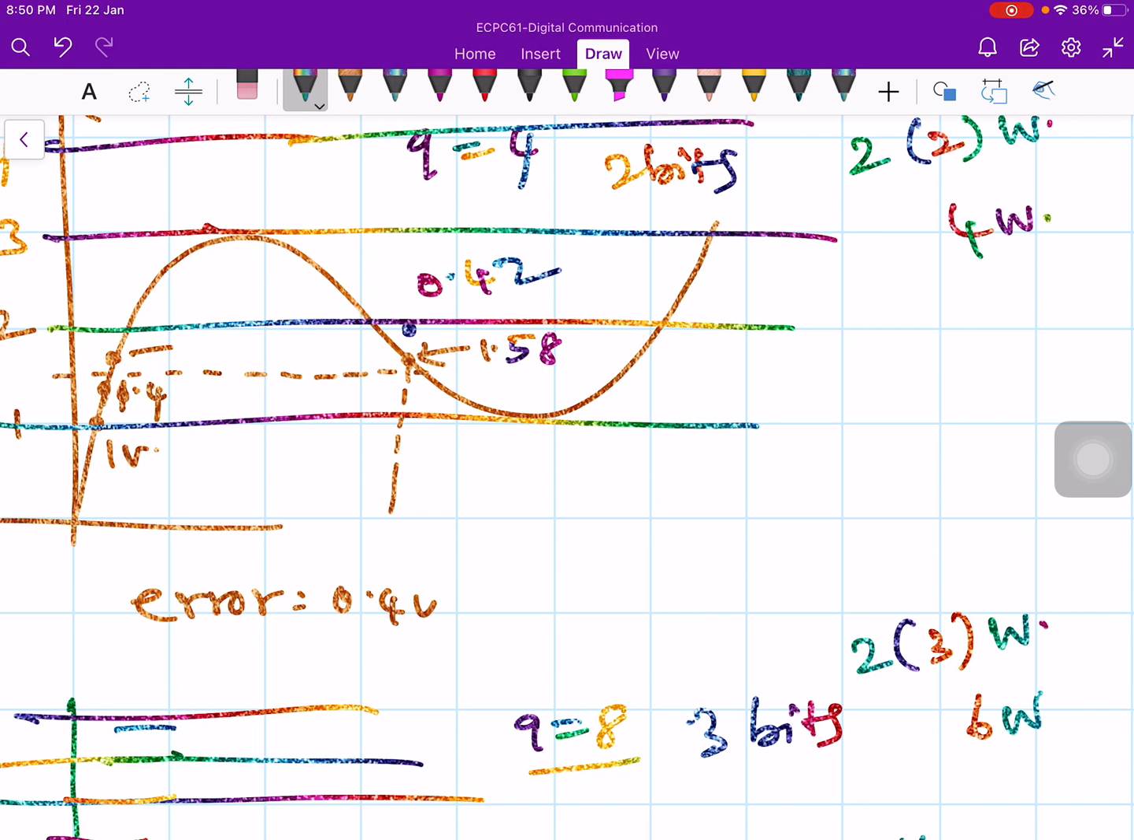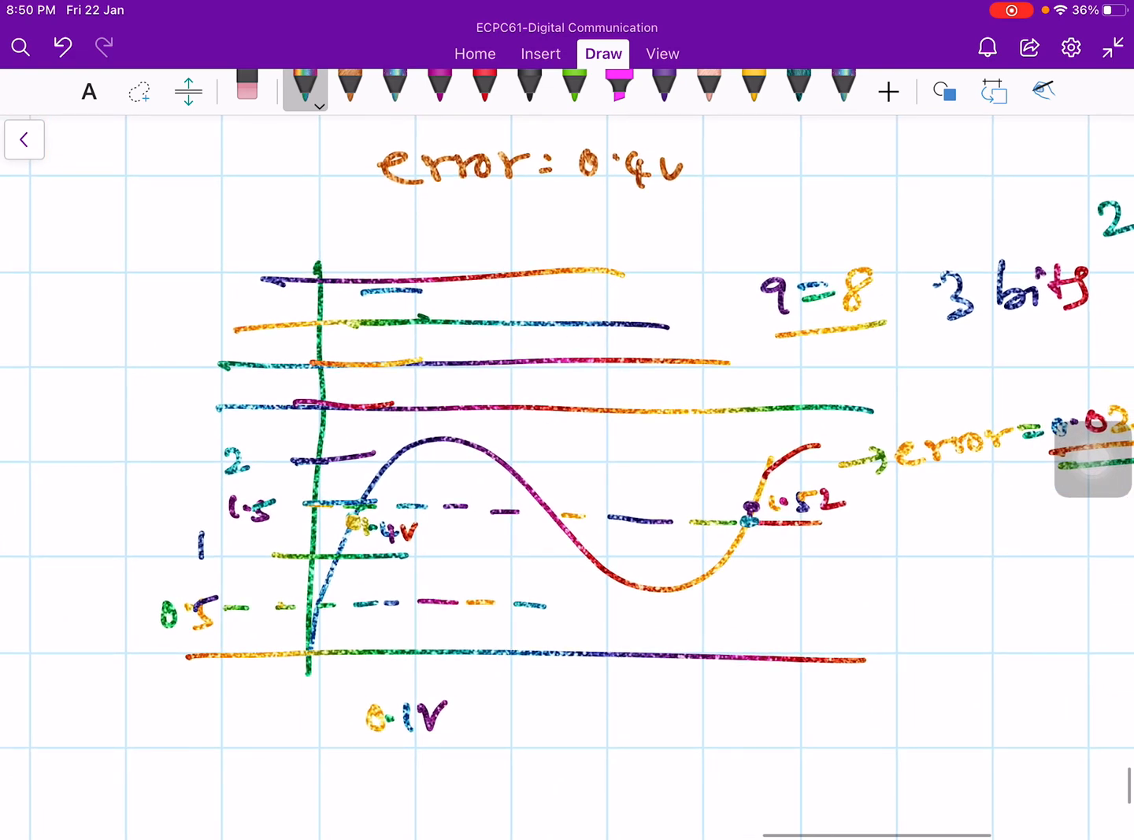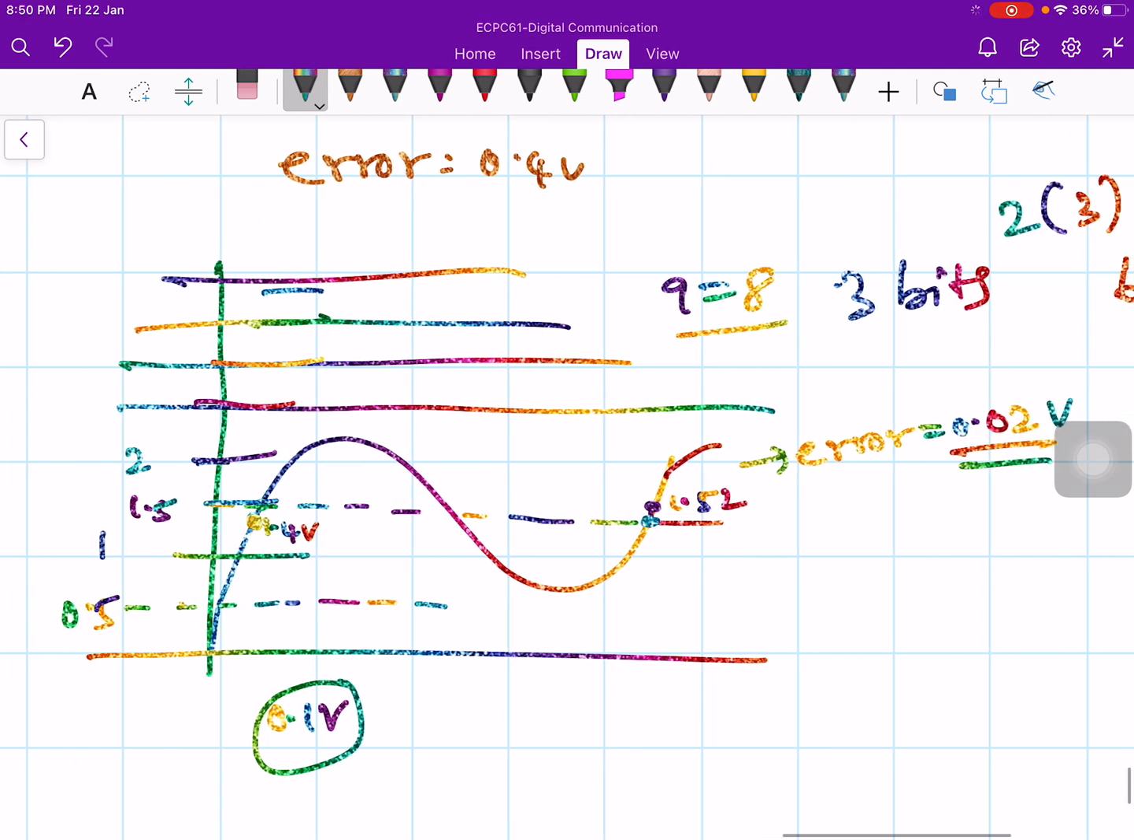But ultimately what you are achieving is you are getting a more accurate representation of your signal. See here the accuracy is very, very high. Here only 0.1 volt difference, and here 0.02 volt difference. So you will get more accuracy, right?